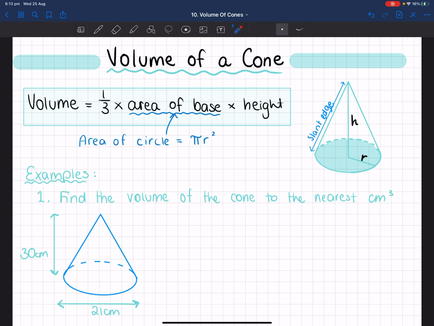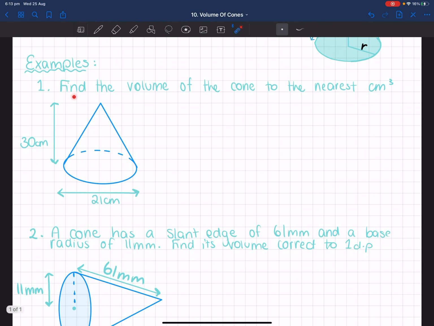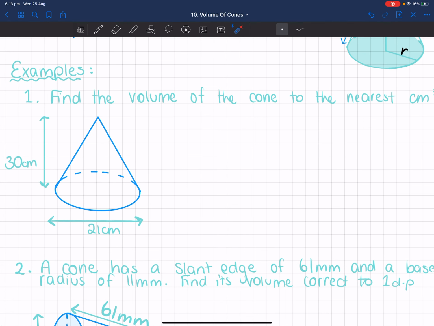The first question: find the volume of the cone to the nearest centimeter cubed. So here we've got the cone that we're finding the volume for. First of all, remember the area of a circle is pi r squared, where r is for the radius. With our circle, we've only got the diameter.